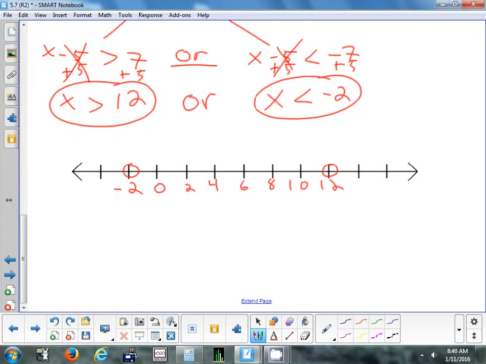Kevin, on 12, which way do I shade? Left or right? Yep. Good job. Shade right. Rose, on -2, which way do I shade? Shade left. And that's it. Okay, with an or, you don't have to worry. We just graph everything. Okay, any questions on that one?